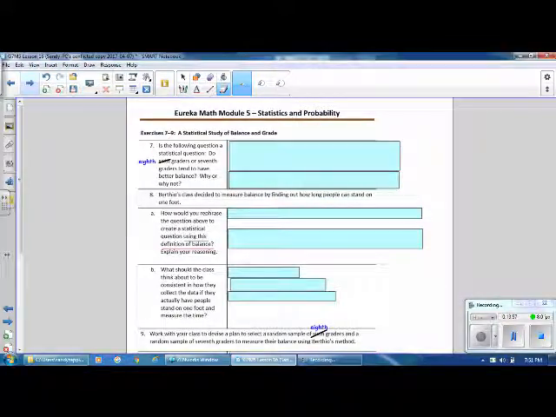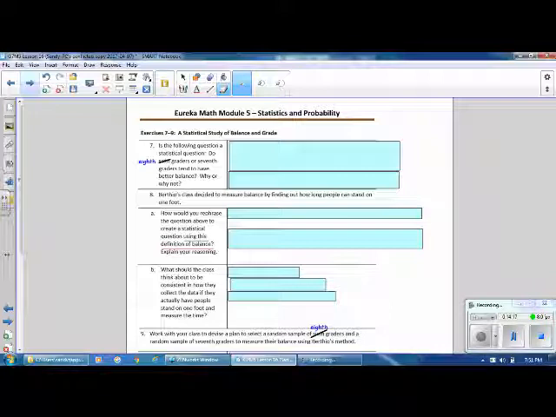Exercises 7 through 9. This is a statistical study of balance and grade. So this next section focuses on making a random sample and designing the study. Question 7. Is the following question a statistical question?